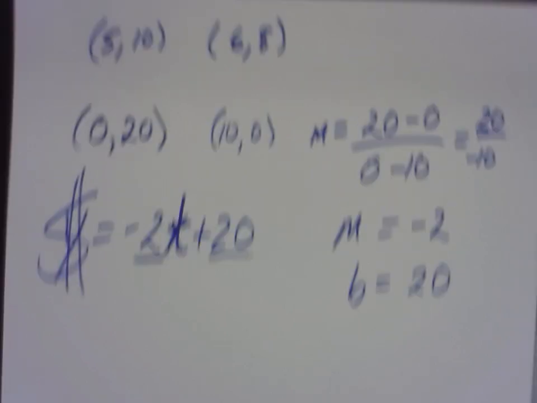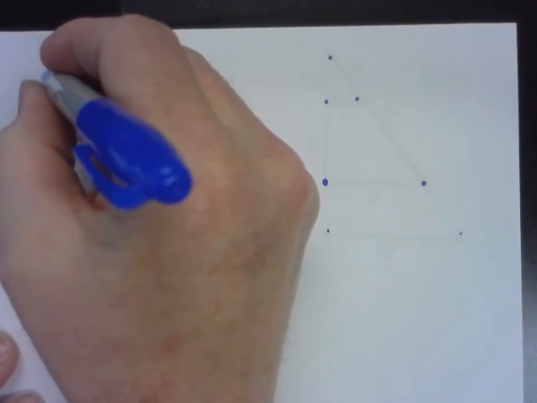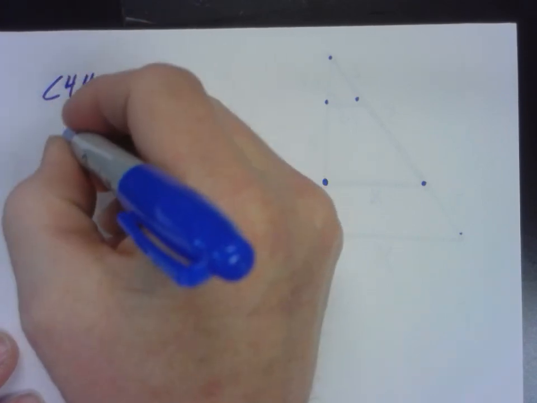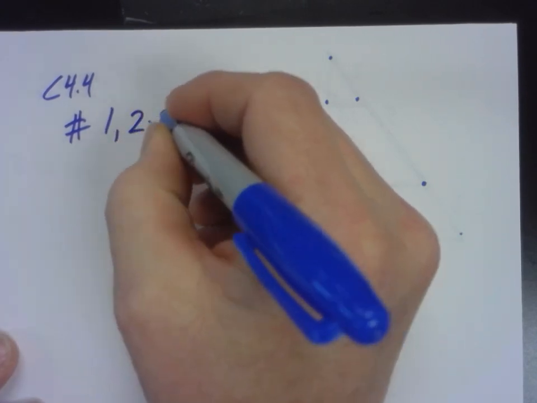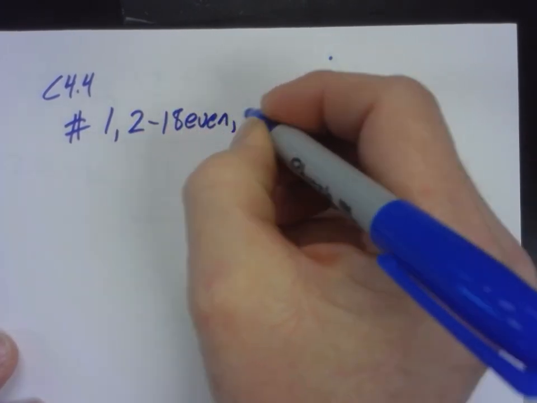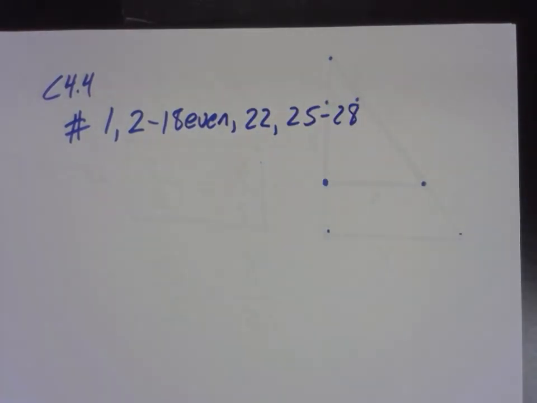Jim, you ready to do some work? Get ready. That is actually what I expected you to say. Chapter 4.4. Will you do it anyway, Jim? Yes, I will. Okay, 2 through 18, the evens. 22. 25 through 28. It's not that bad. Use a straight edge. Make your graphs neat. Make sure they have labels and everything. Be careful. I'm going to grade this a lot on how it looks.